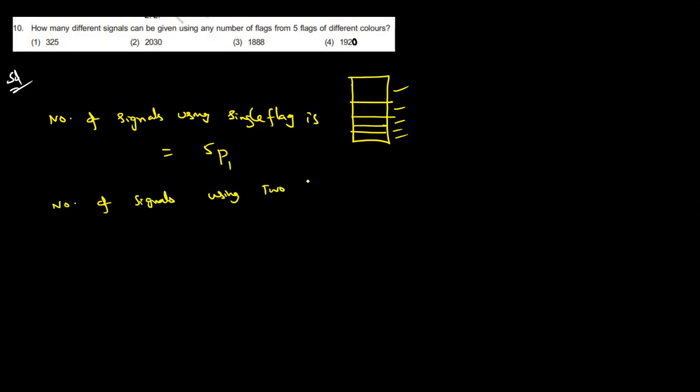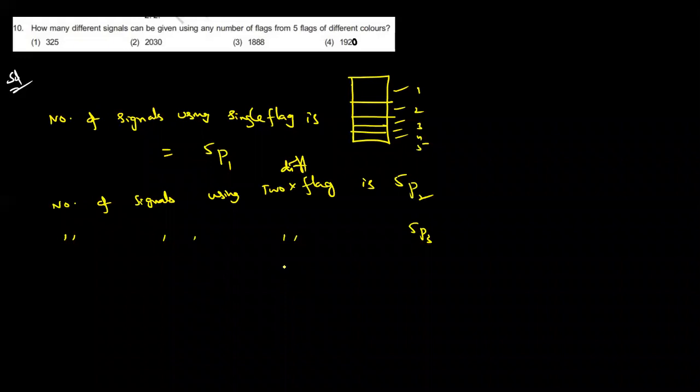using 2 flags means 2 different flags. I can choose any 2 flags continuously. That means here 5P2, order. Numbering the flags 1, 2, 3, 4, 5, I can use 1, 3 or 2, 4 or 3, 5 like that. So I continue this process: using 3 different flags, 5P3; 4 different flags, 5P4; using 5 different flags, 5P5.